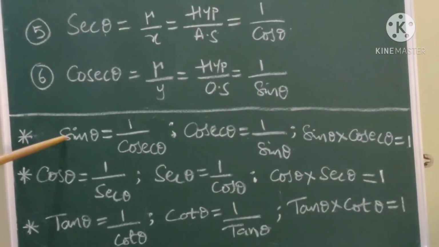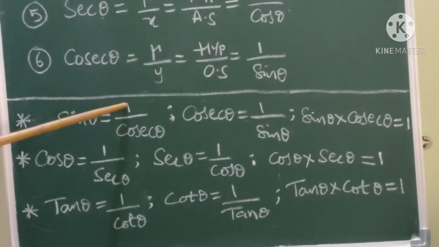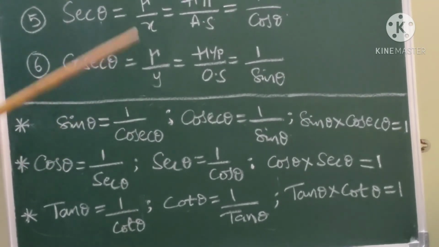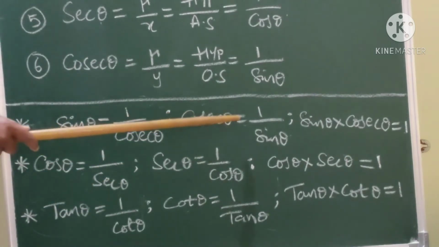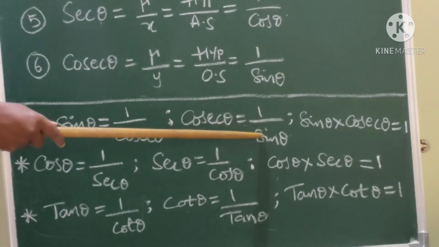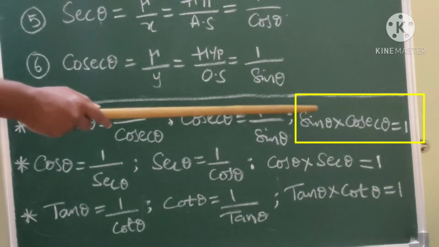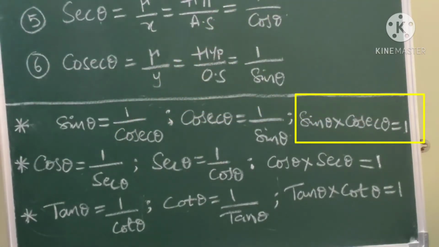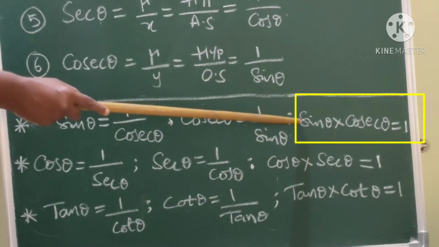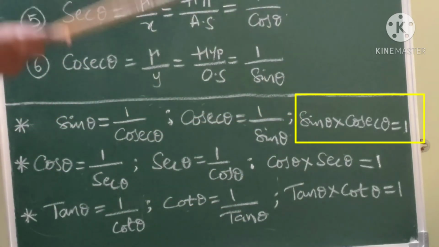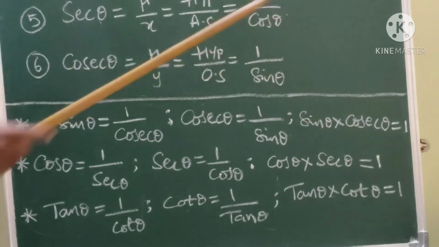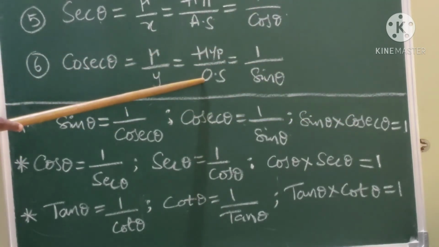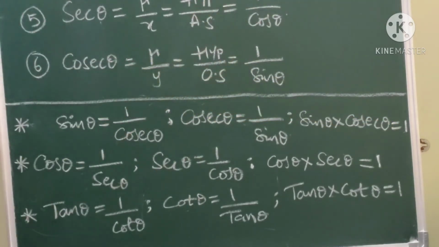We know that sin theta is equal to 1 by cosecant theta, that is reciprocal of cosecant theta. Cosecant theta is equal to 1 by sin theta. So finally we can write this as sin theta into cosecant theta is equal to 1. Here sin theta means opposite side by hypotenuse, cosec theta means hypotenuse by opposite side. So both are cancelled, we get 1.